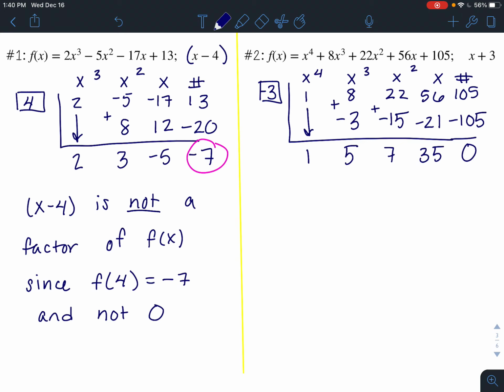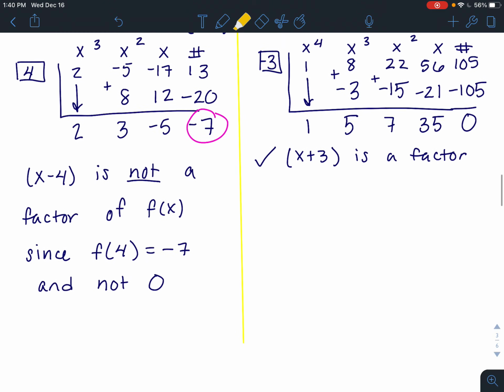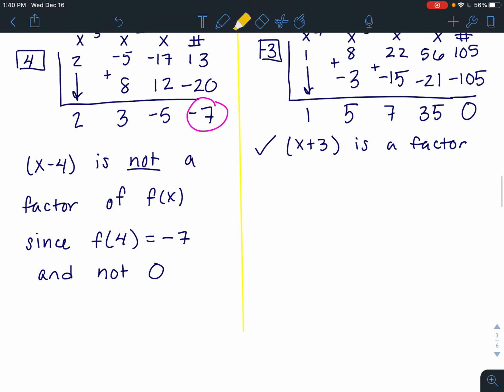So when I divide, I do in fact get that x plus 3 is a factor since the remainder is equal to 0. So we can say, right, x plus 3 is a factor. So that was the first part of what the question asks us to do, determine if it was a factor, and it is. The second part says, if it is a factor, find the other factors. So we're going to keep breaking it down.